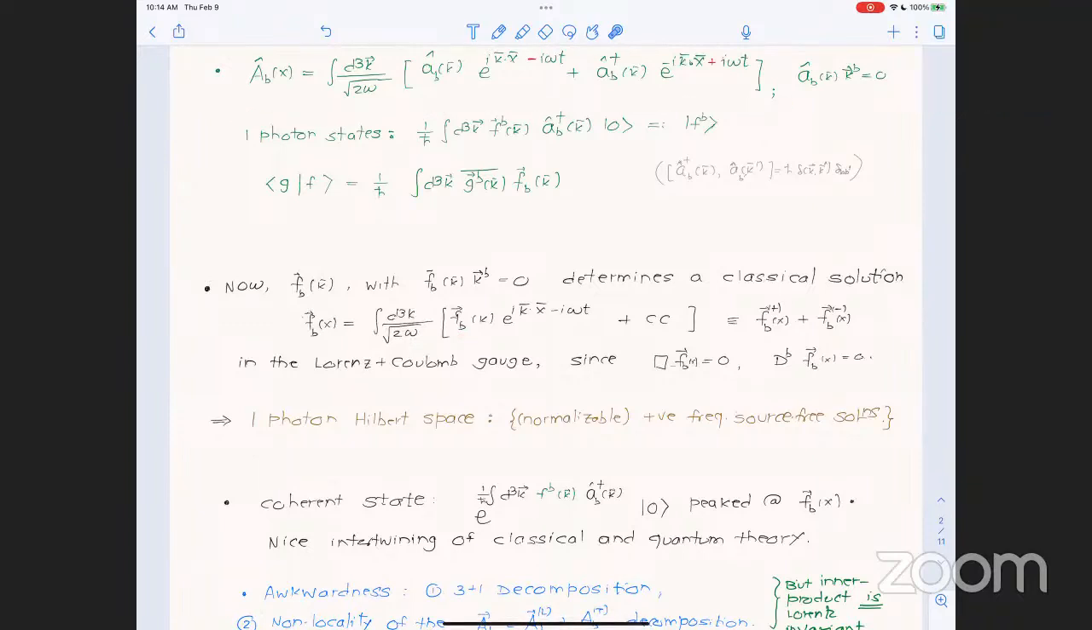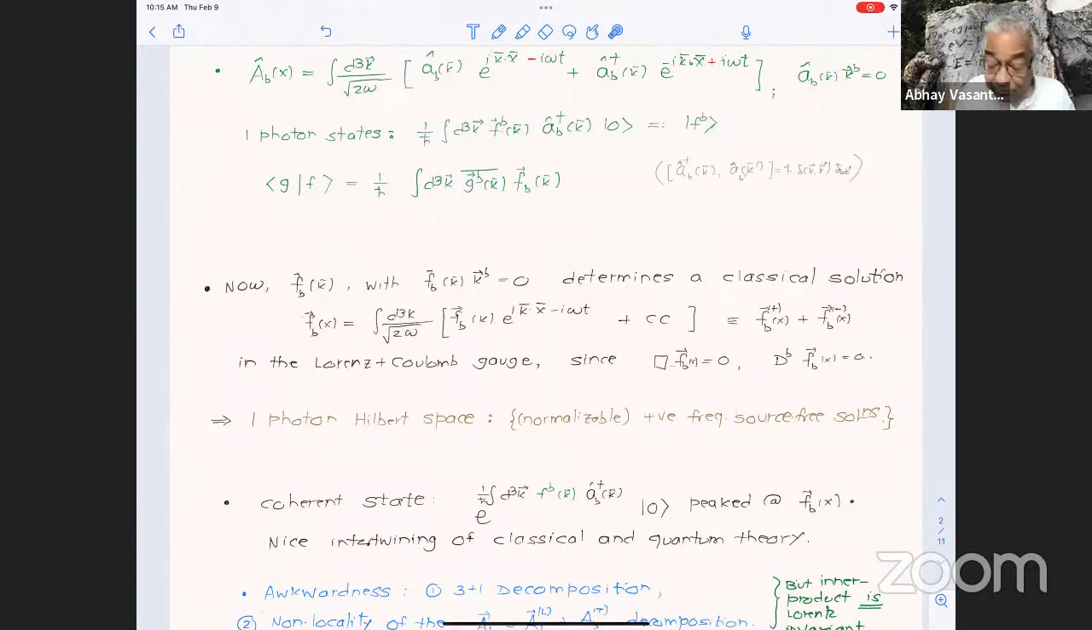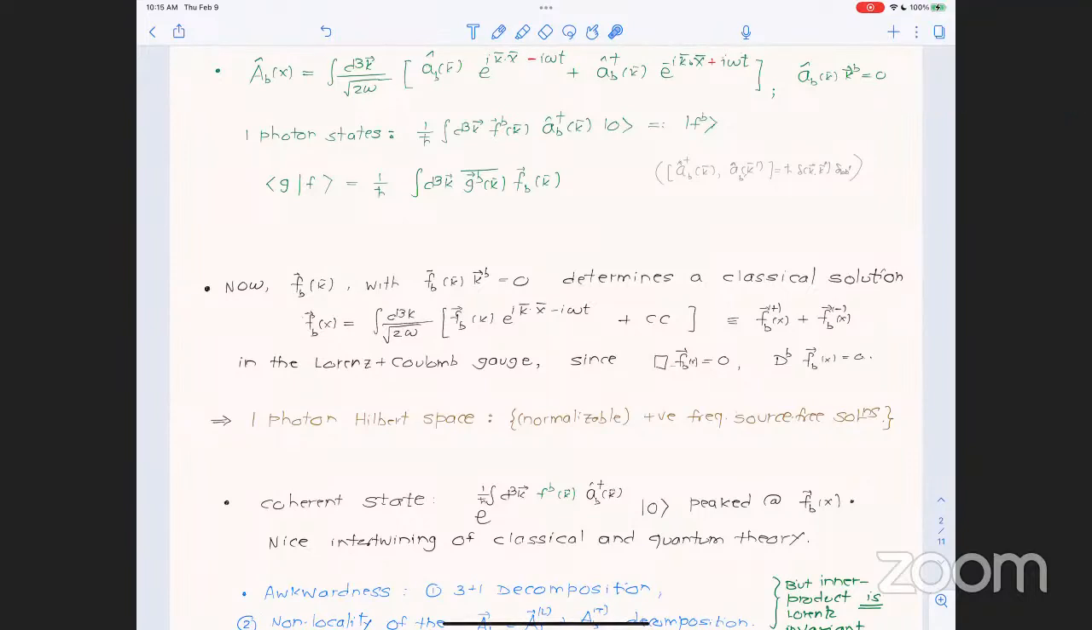Can I just ask a quick clarifying question? In this expression for this ket of F_B, on the left-hand side, you have F_B of k times a dagger B of k. So is there any sum over these polarization states on the left-hand side, or is it just one B? This is summed out. This is the standard summation notation. This is a sum. So then on the right-hand side, you still have the B index on the F, right?